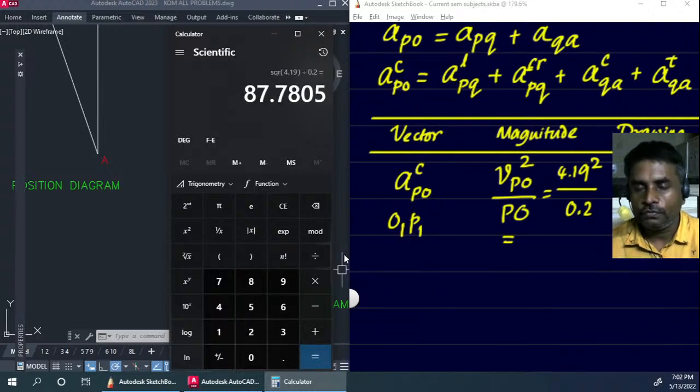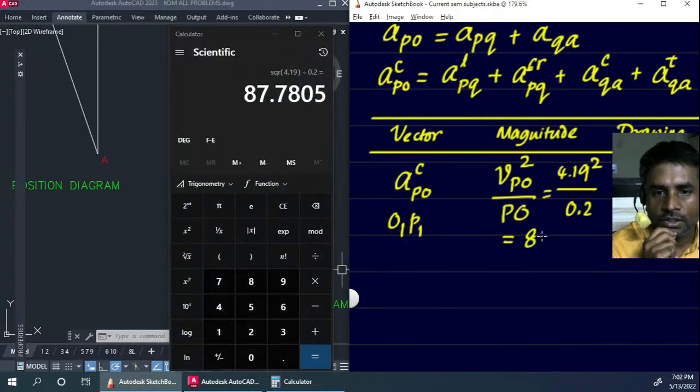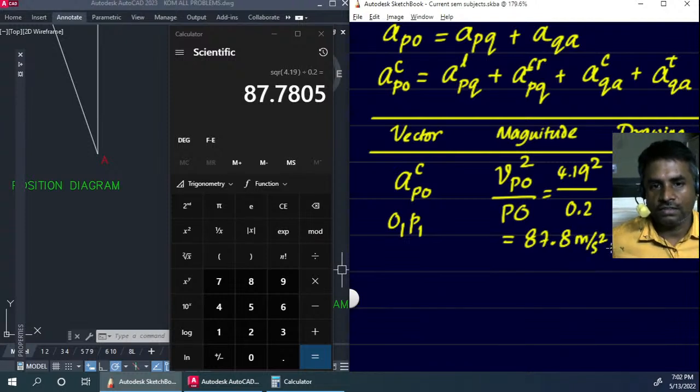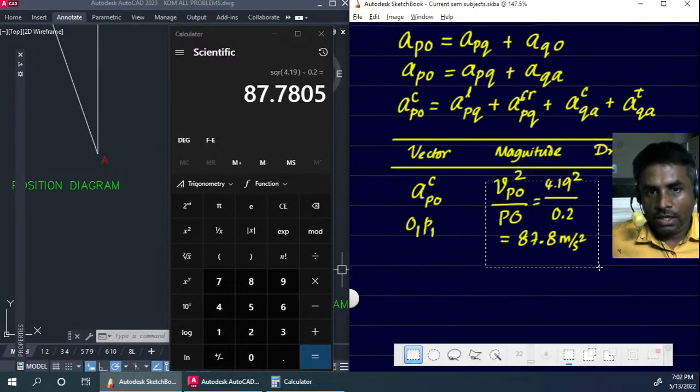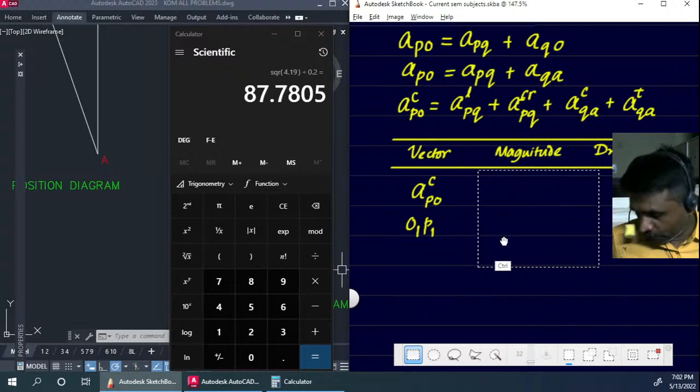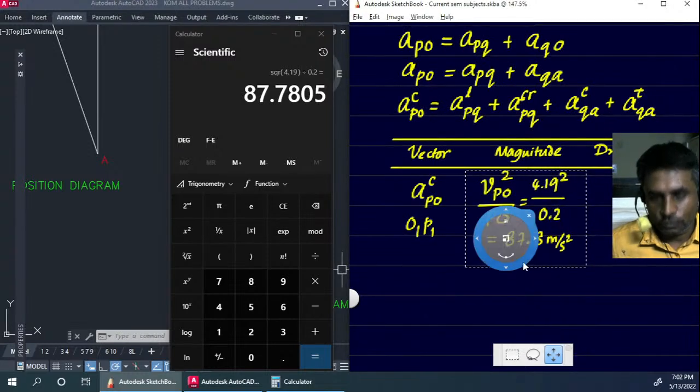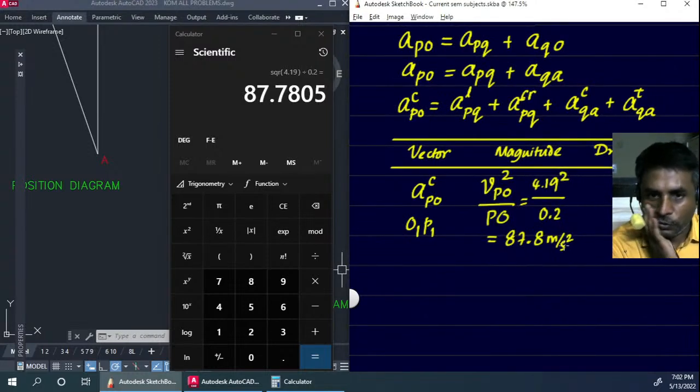We're getting 87.8. Now this is an acceleration, so its unit will be meters per second square. And when we want to draw this, we'll have to convert this into mm.